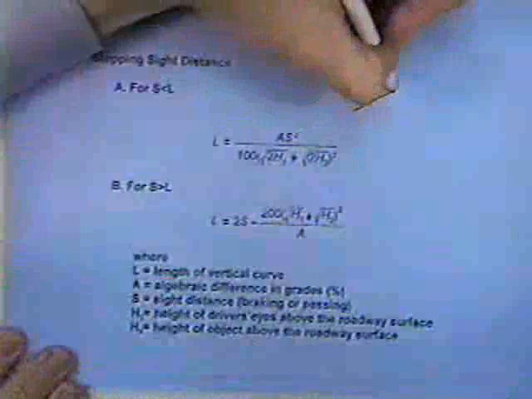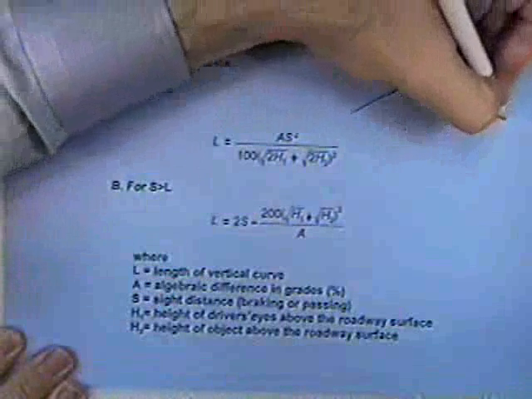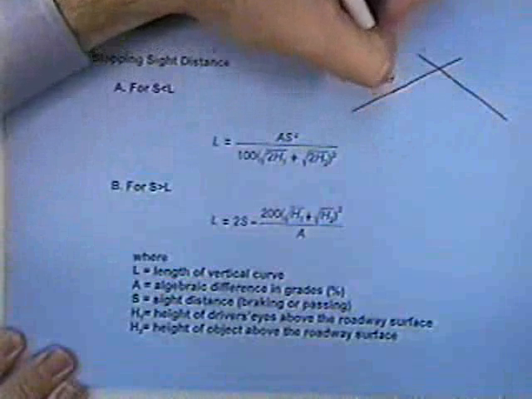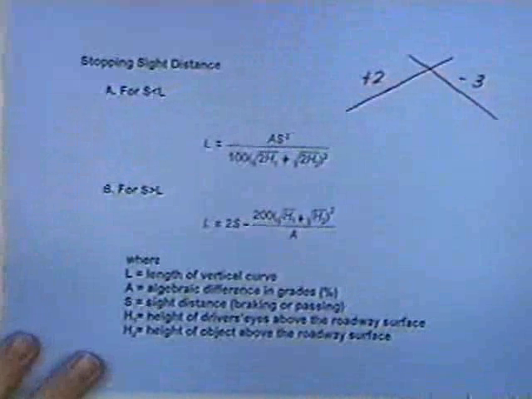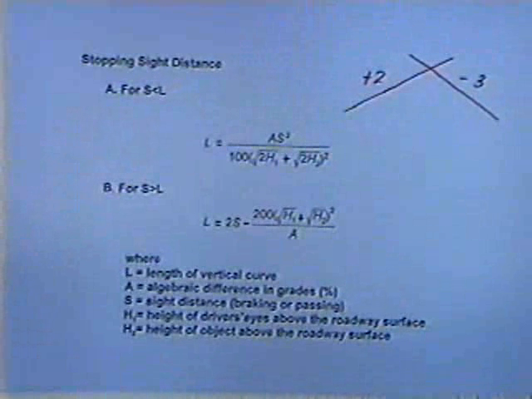Okay. Now, I think what I would like to do on this particular slide is to illustrate what A is. If we look at two grades here, a +2 grade that's intersecting a -3% grade, we talk about this algebraic difference in grades. It's the absolute value of the difference in those two grades. So when we have a +2 minus the -3 grade there, we would compute an A of 5 for this particular set of conditions.